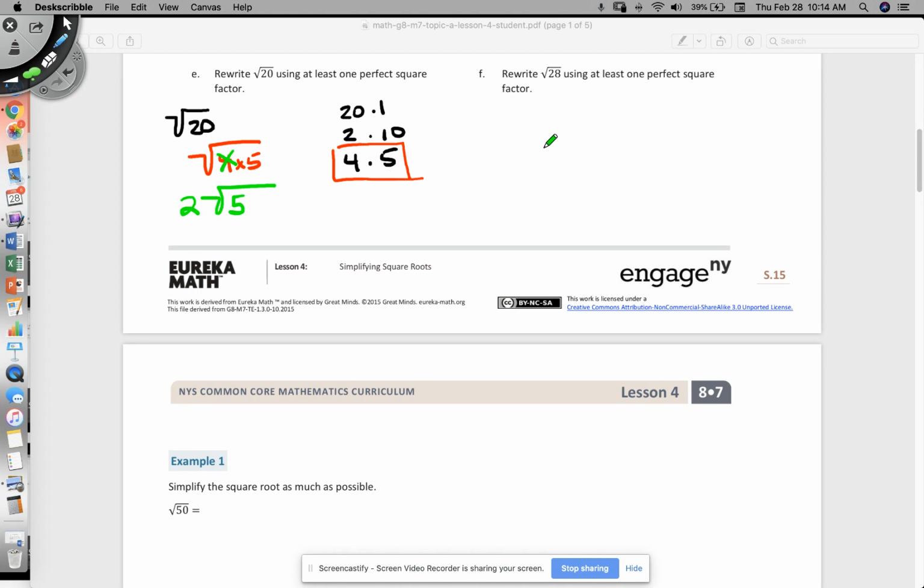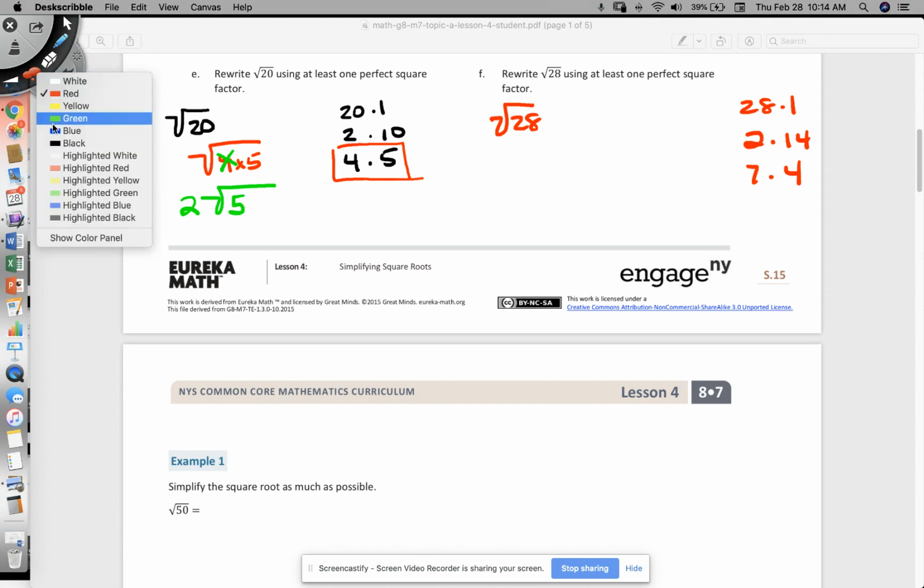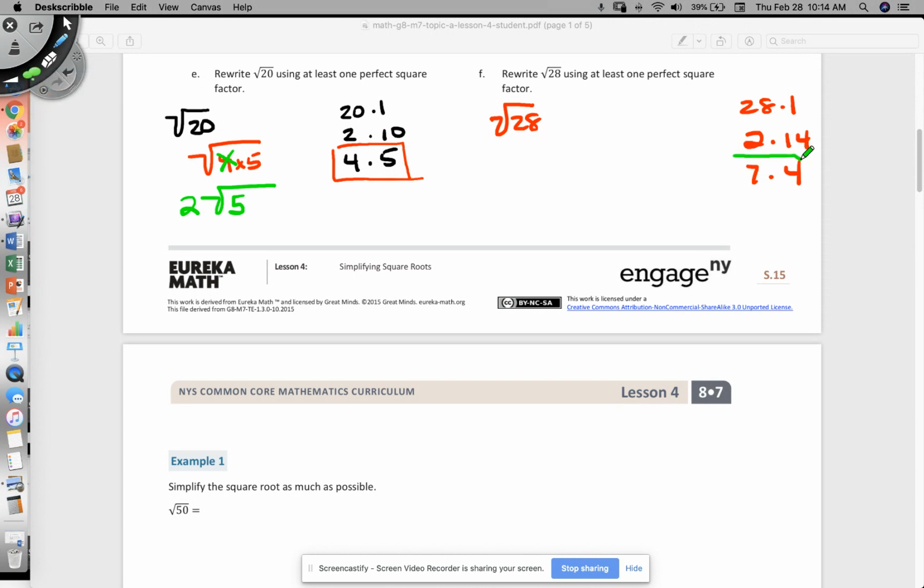All right. So hopefully you had a chance to check that over. Let's try this. The square root of 28. So let's first list our factors. Well, of course, you have 28 times 1, which isn't going to help me much. I have 2 times 14. Neither one of those are perfect. I have 7 times 4. Oh, there's my combo right there. So I'm going to use the 7 times 4.